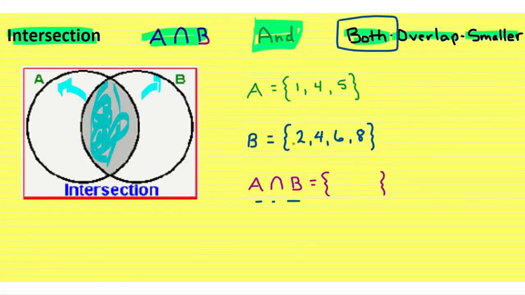So is 2 in both of those sets? No. Is 4? Yes. 4 is in set A. 4 is in set B. Is 6 in both sets? No. Is 5 in both sets? No. Is 8? No. So the only element that is in both sets A and B is the element of 4. So that would be the answer set. A intersected with B would be the set containing the element 4.